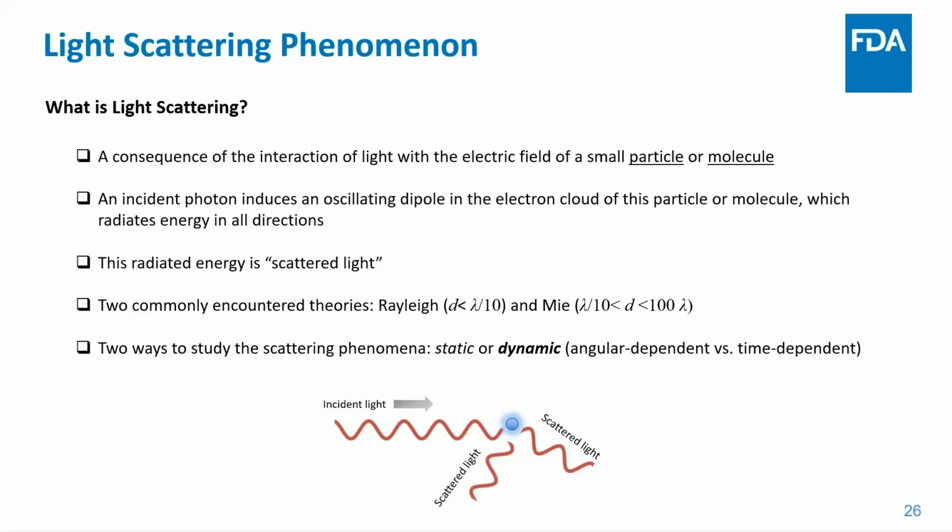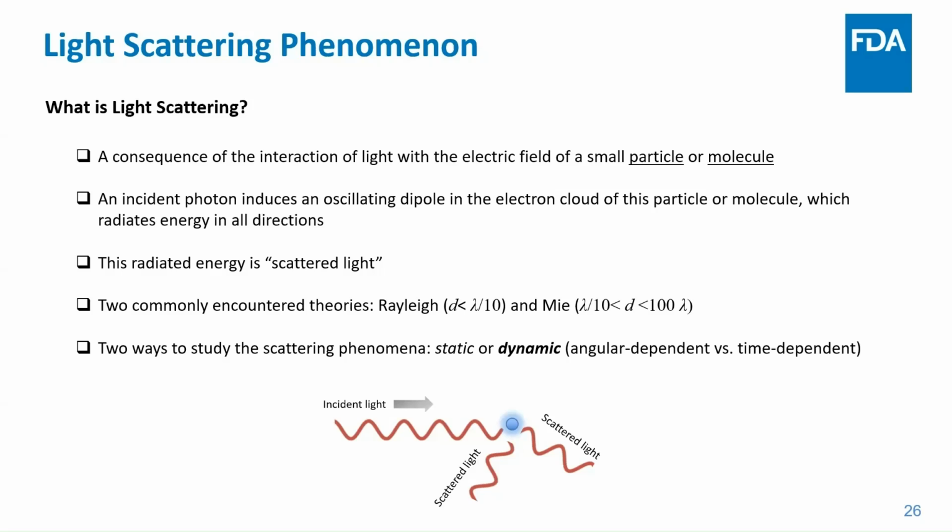So overall, what is light scattering? Light scattering is the interaction of light with particles. We know light is both a wave and a particle. So it interacts with another particle through this interaction, both constructive and destructive. When we shine an incident light, if you look at the bottom of the graph, to a particle in this waveform, when this wave hits the particle, it's going to interact and induce an oscillating dipole in the electron cloud of this particle, which then will radiate energy in all directions. This radiated energy is called scattered light. So when you shine a light on a particle, this particle will scatter light basically in all directions.